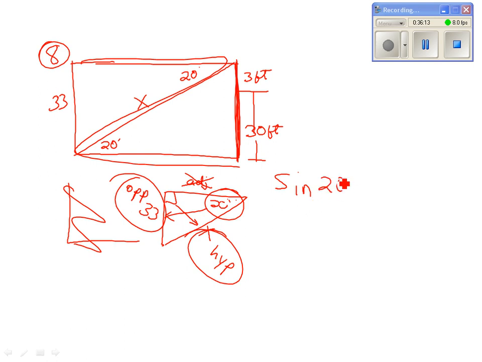So sine of, what's our angle? 20 equals, remember sine, that's the SOH part. What over what? Opposite over hypotenuse. So what's that give us this time? 33 over x. Put a 1 underneath this. What's the first thing you do then with your calculator? Find the sine of 20. Don't hit second. Just find the sine of 20. What's it give you?